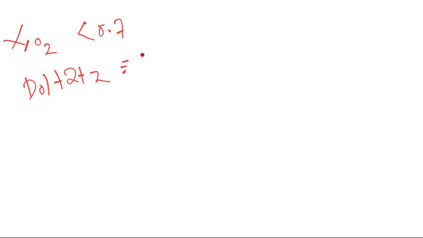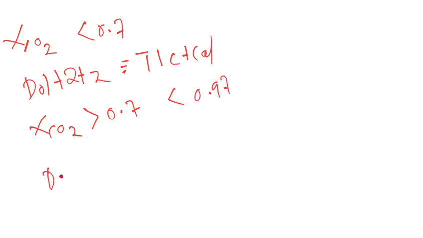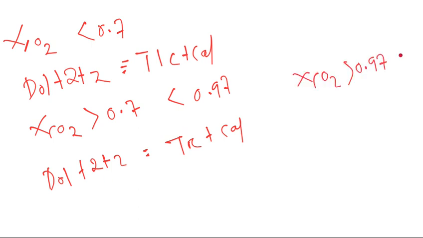If xCO2 is less than 0.7, then dolomite reacts with quartz and forms talc plus calcite, you can write. If xCO2 is greater than 0.7 and less than 0.97, dolomite plus quartz will react and form tremolite plus calcite. If xCO2 is greater than 0.97, then dolomite plus quartz will react and form what? Directly diopside. Everyone got it?